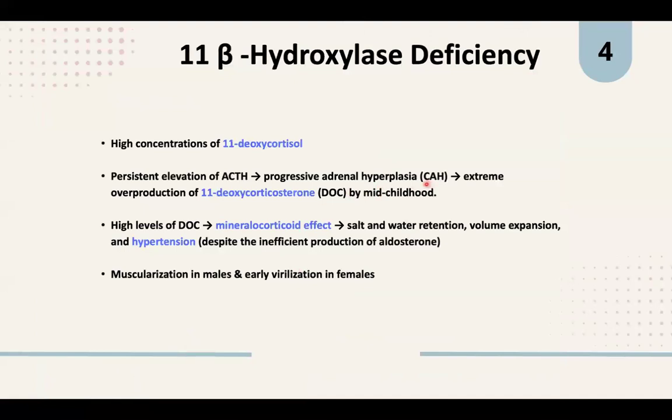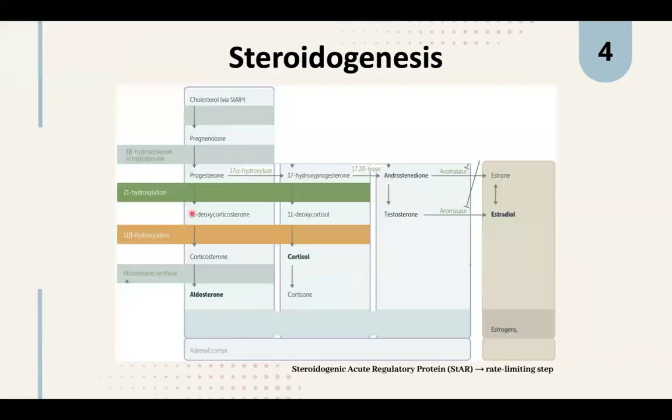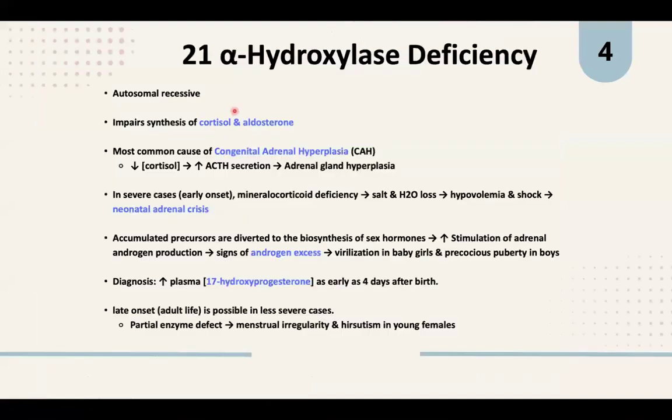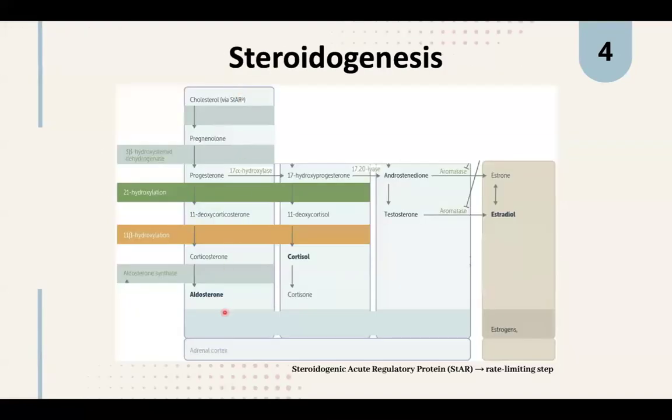So you still have the problem of little cortisol, and what that causes is adrenal hyperplasia, congenital adrenal hyperplasia, because again, you have little cortisol, you have too much ACTH, and you keep stimulating the adrenal gland so that it gets too big, and it's called congenital adrenal hyperplasia. And because you have building up of this one, 11-deoxycorticosterone, there's something that wasn't in the first deficiency. So we know that we can't make aldosterone, but guess what? This 11-deoxycorticosterone can act like aldosterone.